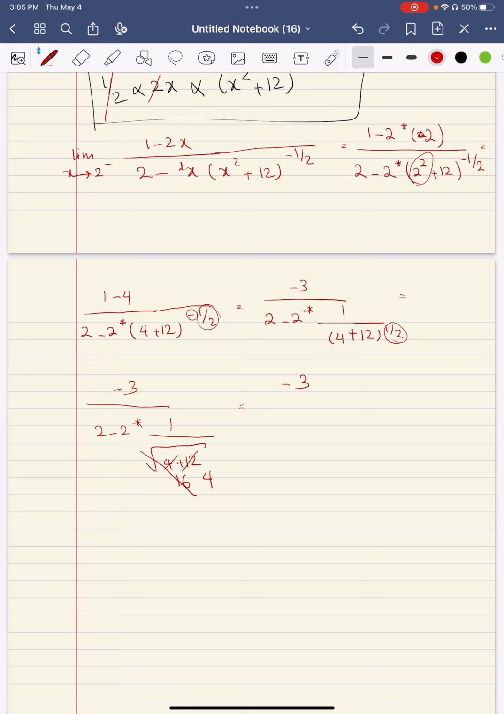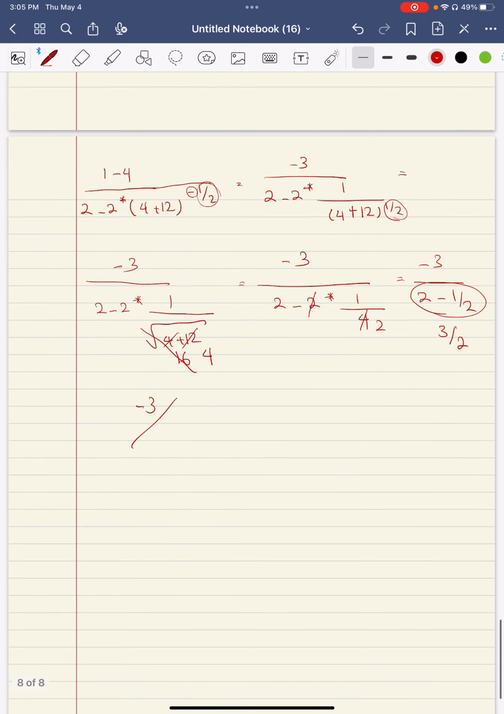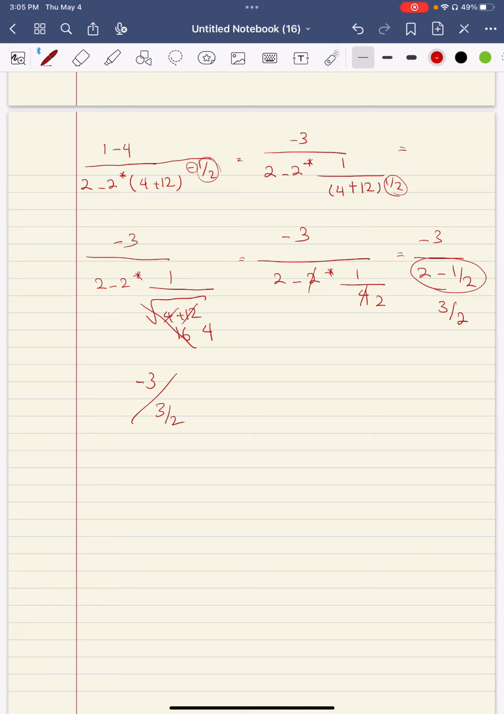So it is negative 3 over 2 minus 2 times 1 over 4. 2 times 1 over 4 is 1 over 2, so it is negative 3 over 2 minus 1 over 2. 2 minus 1 over 2 is 3 over 2. So we have negative 3 over 3 over 2, which would be negative 6 over 3, and the answer is negative 2.